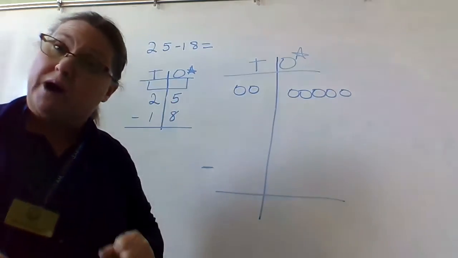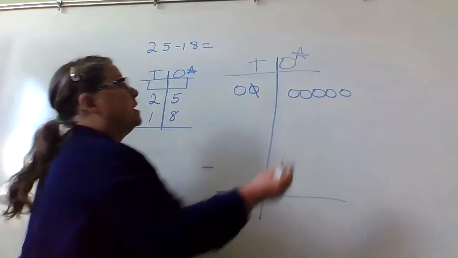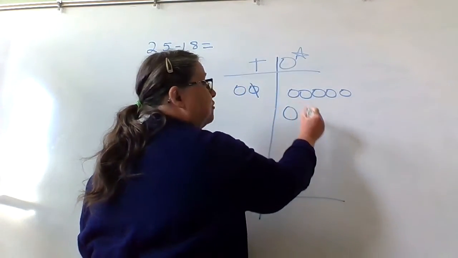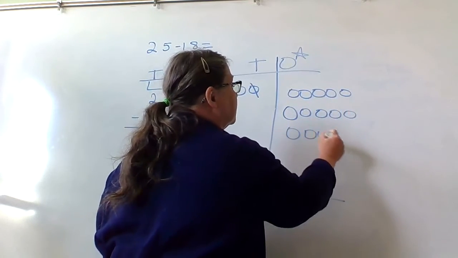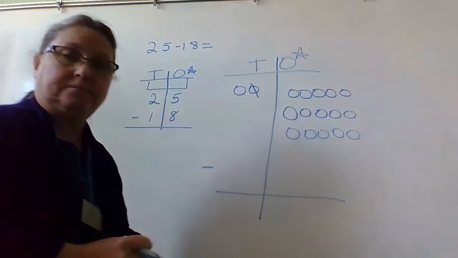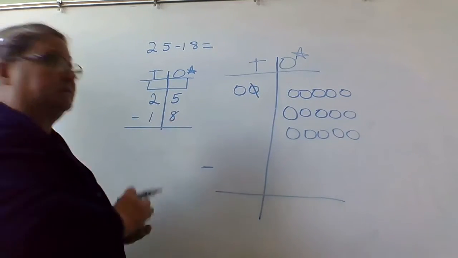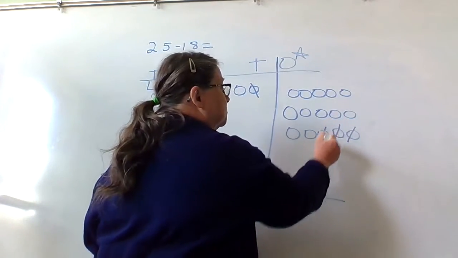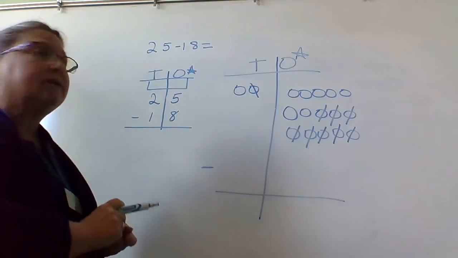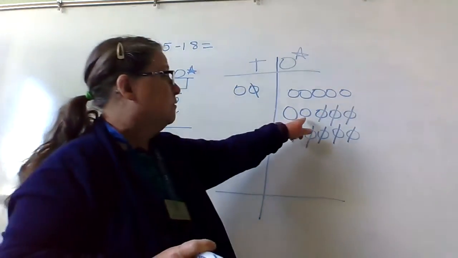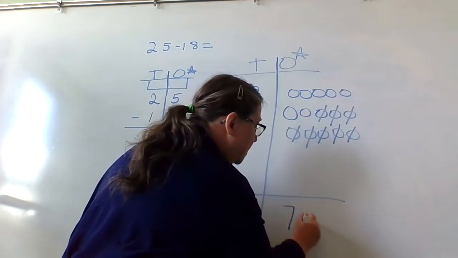I have to get some more 1s. I know 1 10 equals 10 1s. So I'm going to cross out a 10 and draw 10 1s. 1, 2, 3, 4, 5, 6, 7, 8, 9, 10. Now I can get rid of this 8. 1, 2, 3, 4, 5, 6, 7, 8. Crossed out 8. How many 1s do I have left? 1, 2, 3, 4, 5, 6, 7. I have 7 1s.